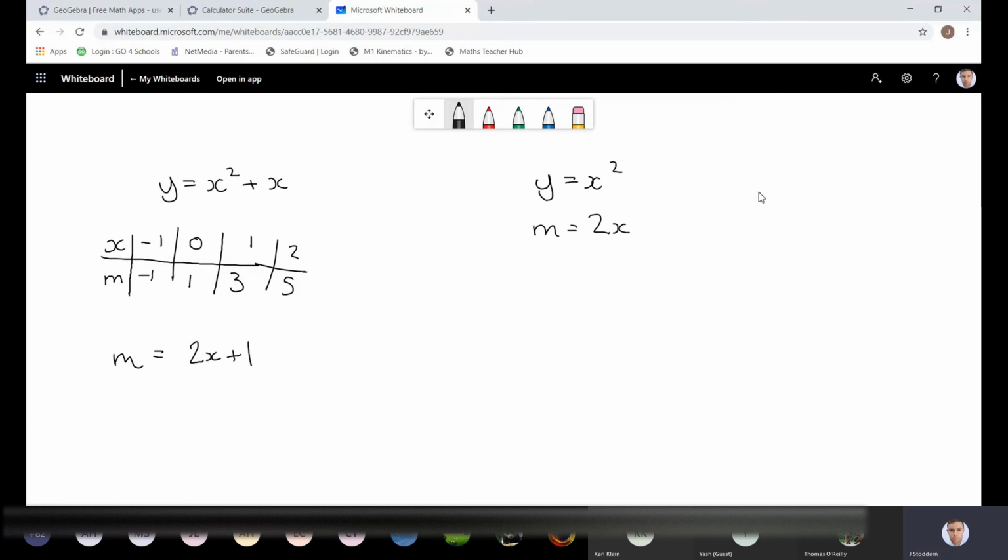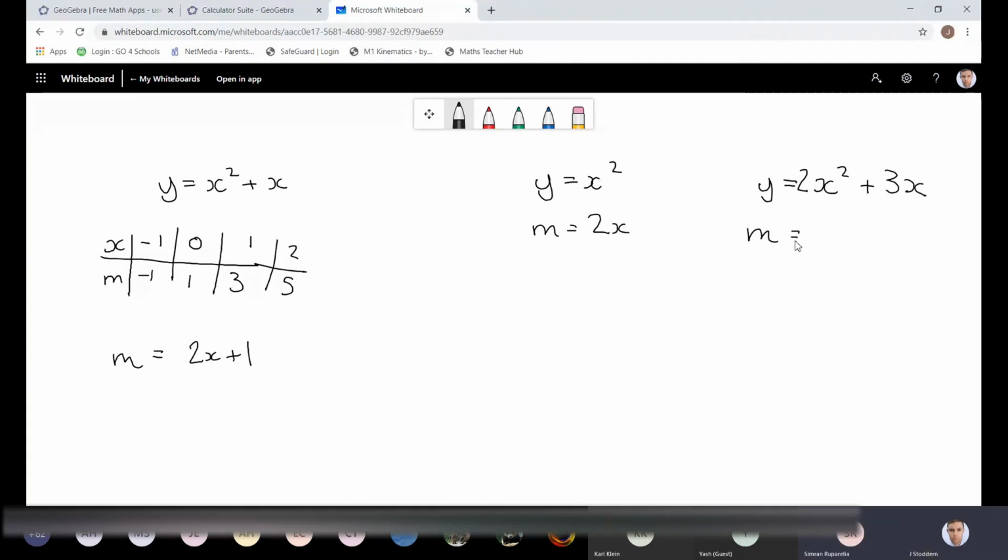I just want you to take a minute to think: what if y was equal to 2x squared plus 3x? What do you think the gradient function of that might be? I'll give you a minute to think and then I'll ask. 4x plus 3.